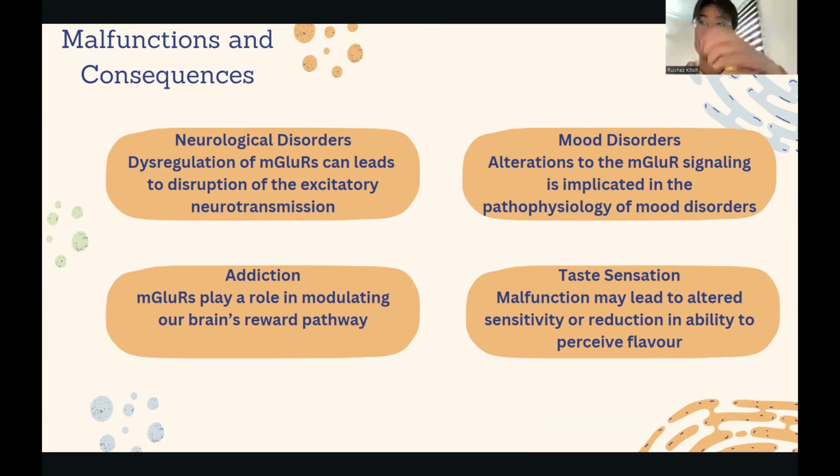And lastly, I'll be talking about taste sensation, which, as alluded before, these receptors, the metabotropic glutamate receptors, allow us to perceive taste, and malfunction may lead to altered sensitivity or reduction in ability to perceive flavor, and it may make our food less flavorful, or it will decrease or increase our ability to sense tastes like sweet, salty, and bitter. Despite all of these issues, there are certain solutions and interventions to conquer these problems, and I'll pass it to Alderico.